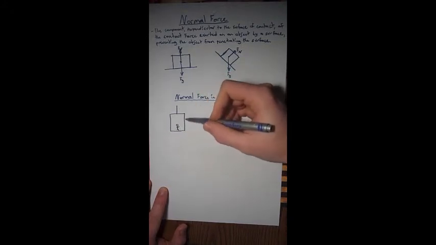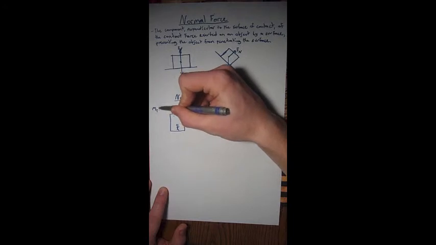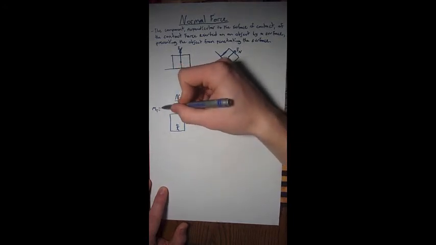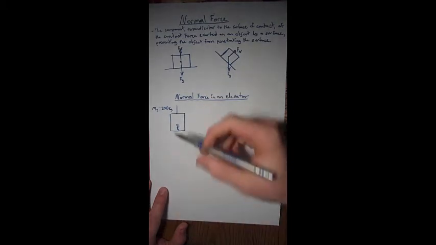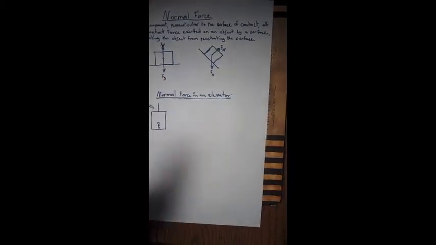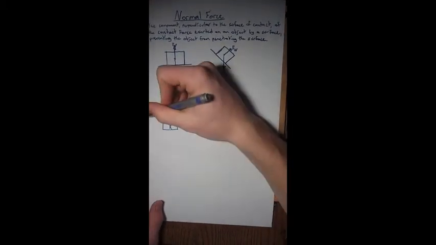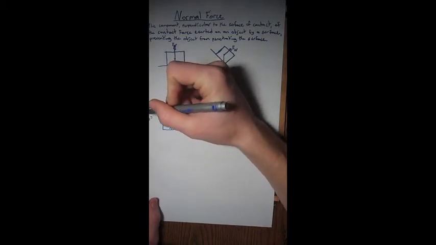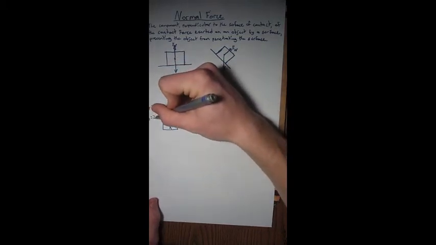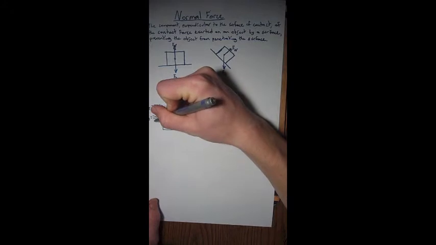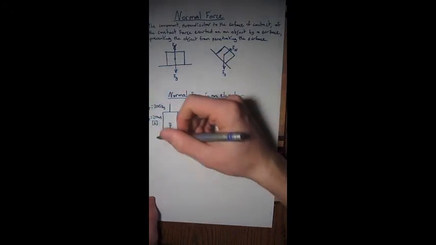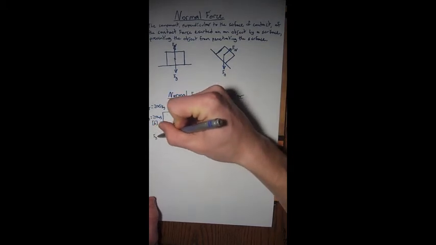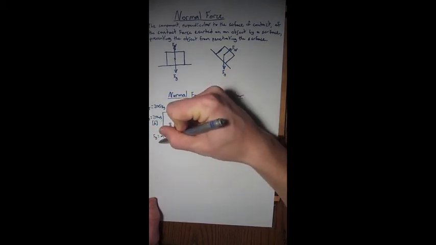This is an example of a normal force in an elevator. The total mass of the system will be 200 kilograms. The velocity of the system will be 2.0 meters per second downwards. We could then calculate the force due to gravity using the mass times the acceleration due to gravity.